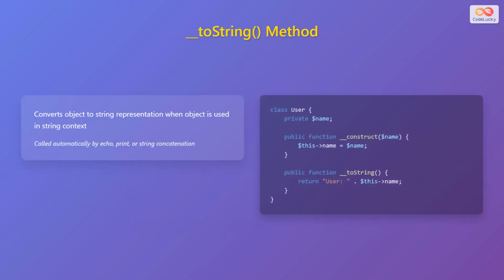The toString method converts an object to its string representation when the object is used in a string context. This method is automatically called by functions like echo, print, or when performing string concatenation. Consider a class named User with a private name property. The constructor initializes the name, and the toString method returns a string "User: " followed by the user's name.